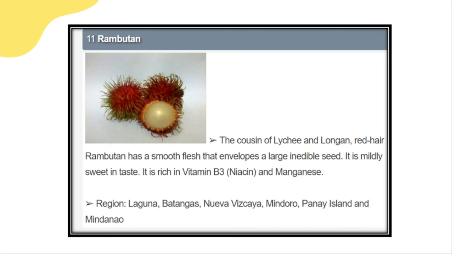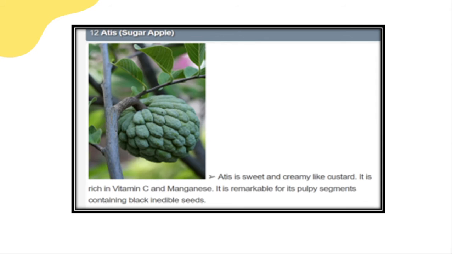So mura siya sour gyud siya ang uban nga variety sa rambutan, but kasagaran is sweet man gyud. Then it is rich in vitamin B3 and manganese. Okay? So ang kining rambutan is naa na siya seed dira sa tunga, which is nakakapit na iyang murag unod, then dili to nim pwede kaunon, inedible tong iyang seed gyud. Dili siya pwede kaunon nimo ang seed. Okay? So region for that or katong kasagaran nga nagatubo ang rambutan is Laguna, Batangas, Nueva Vizcaya, Mindoro, Panay Island, and Mindanao. So mo na siya kasagaran nga naga-alaga or mga farm siguro nga klase sa rambutan. Okay? So let's proceed now to atis.